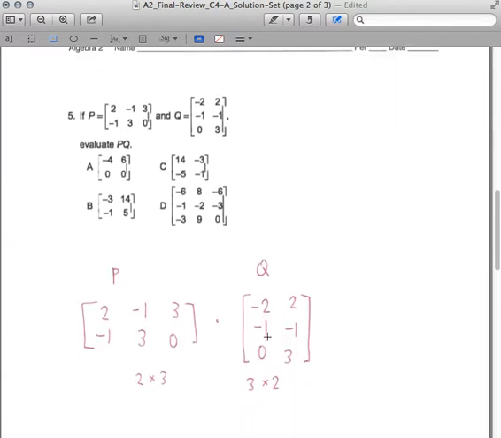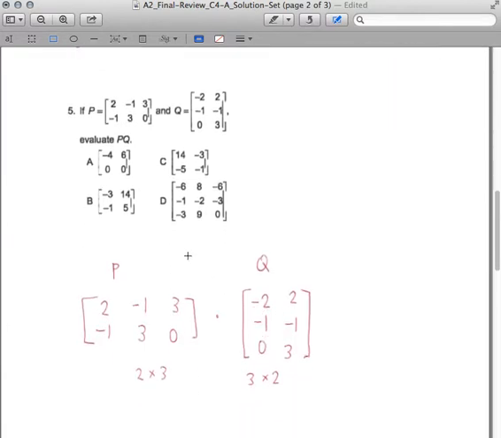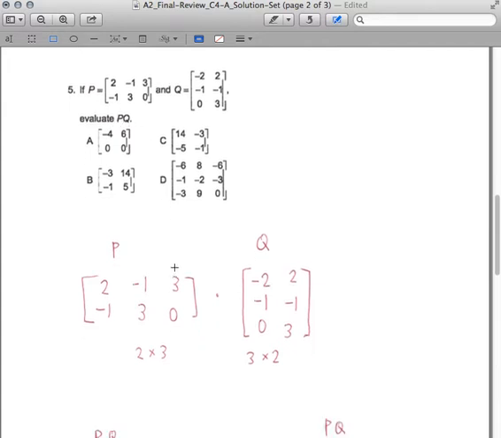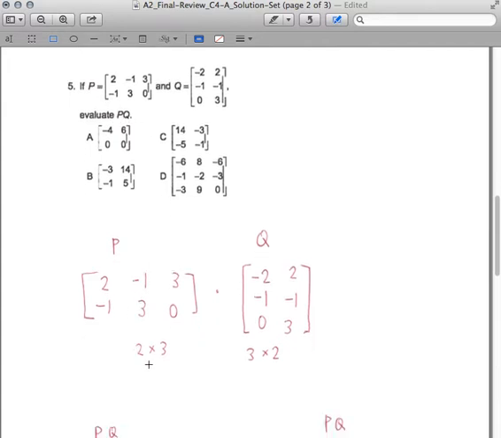We take a look at our next example, which is a multiplication problem. Matrix P times matrix Q. Evaluate PQ. In this case, matrix P is a 2 by 3 matrix, and matrix Q is a 3 by 2 matrix.